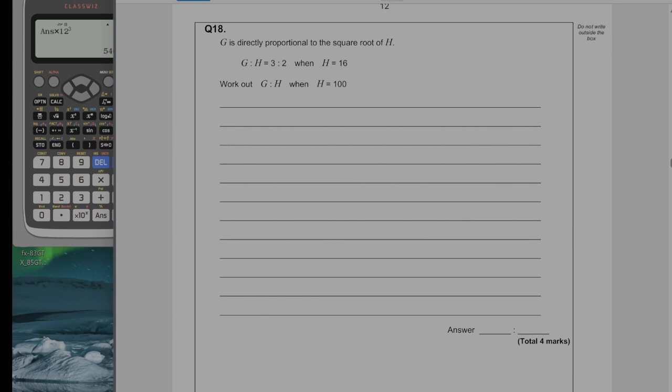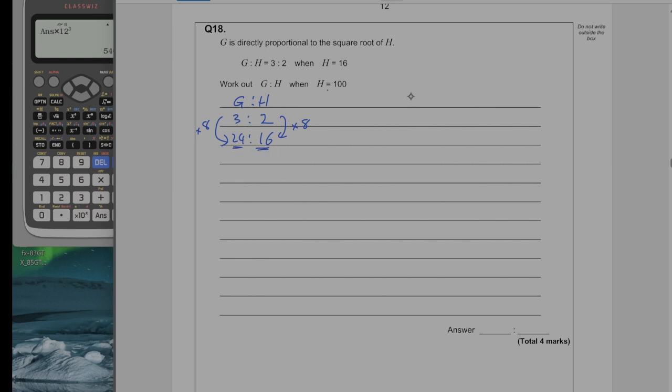Question 18. G is directly proportional to the square root of h. G to h is 3 to 2 when h is equal to 16. Work out G to h when h is equal to 100. Okay, so I'm going to start with the ratio G to h of 3 to 2. So I'm going to find out the value of G when h is 16. To get from there to there, I'm going to times by 8. So I'll do the same here. So that will give me 24 to 16. So when G is 24, h is equal to 16.